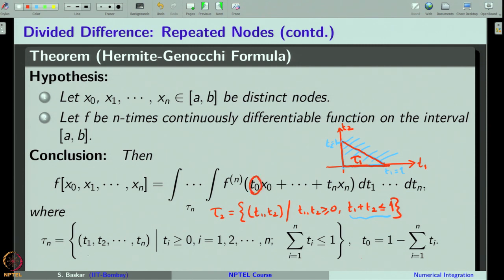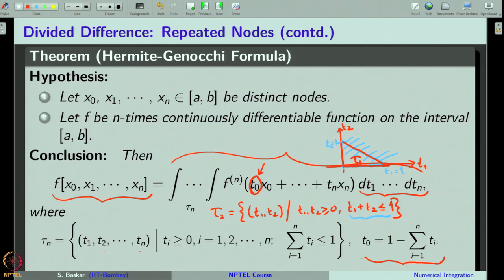Okay, so we now understood how t 1, t 2 up to t n come, and the integral is also with respect to these variables. In addition to these n variables, we also have one more variable t naught, and that is given by this expression. Okay. So, now I hope you understood the formula. The theorem says that the divided difference of order n, which we know how to compute by this time, can also be obtained by this formula. That is what it says.